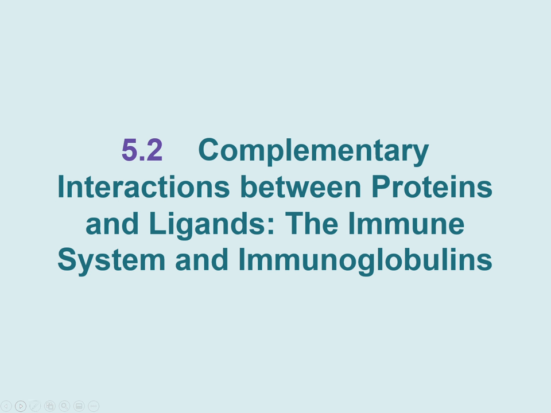So we finished our walk through the globins. We talked about myoglobin and hemoglobin. Spent considerably more time on hemoglobin because, well, it's bigger and there's lots more to talk about. Now we're going to talk about another example of a protein ligand combination. We're going to head on over to the immune system.